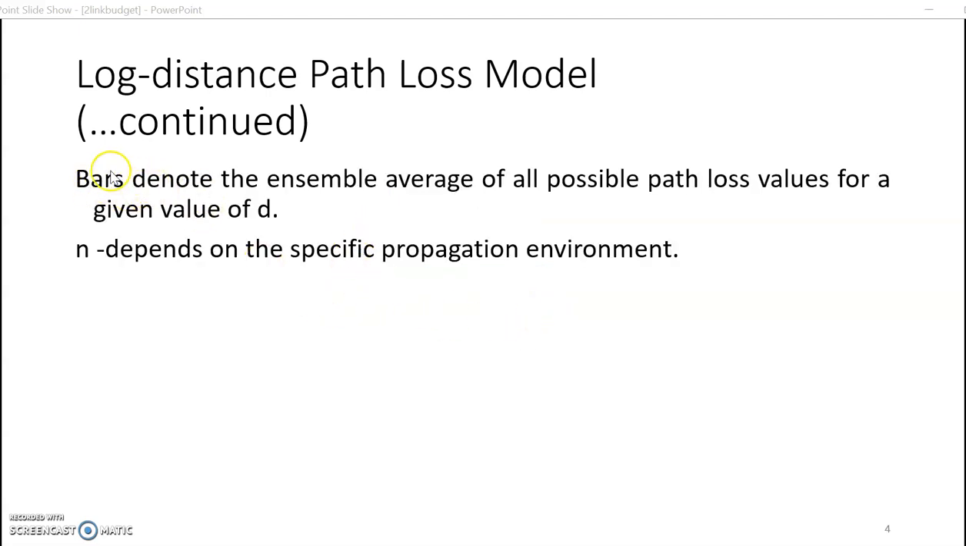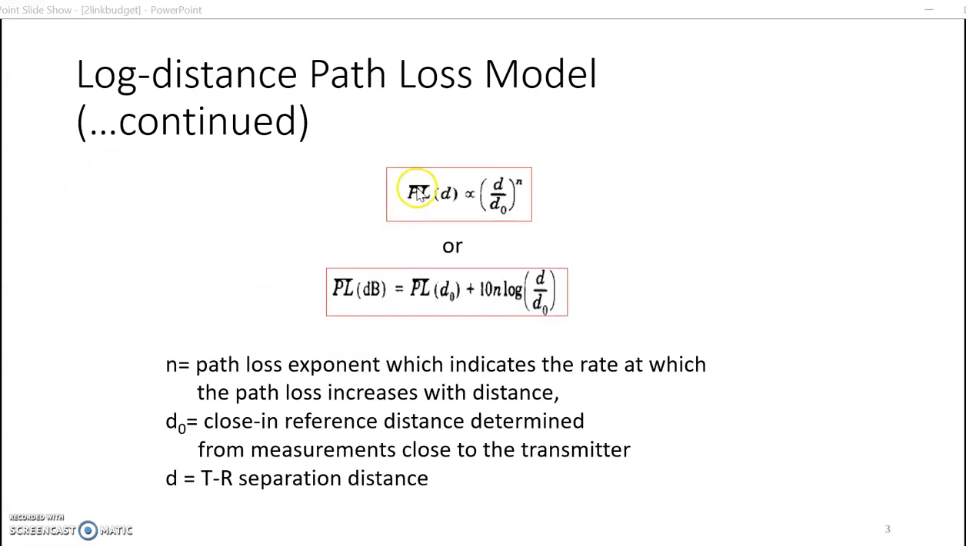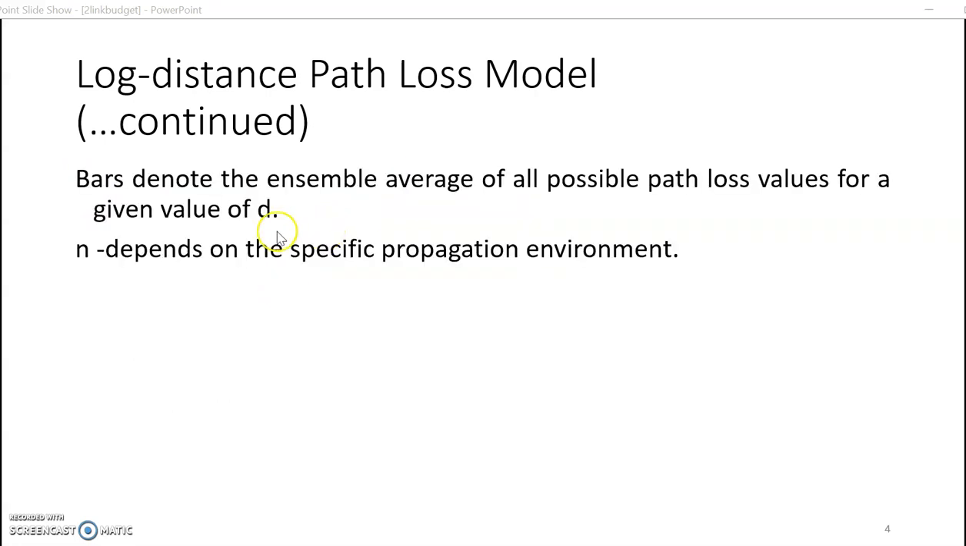As I said already, in this equation, this bar says that it is the ensemble average of all possible path loss values for a given value of d, that is, a given value of the transmitter-receiver separation. For a particular propagation environment, this n will have a specific value. As the environment varies, this n value will vary.